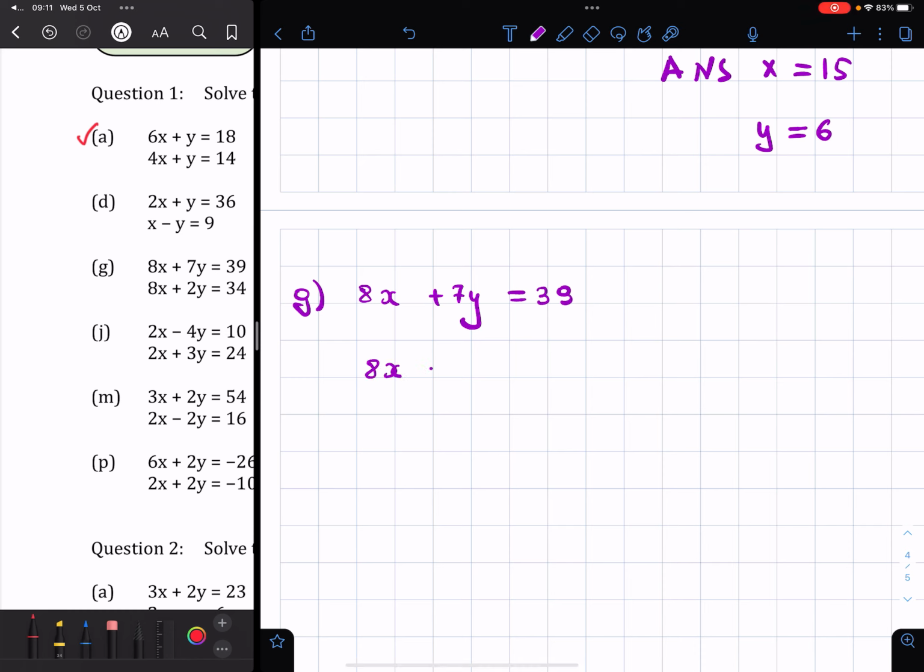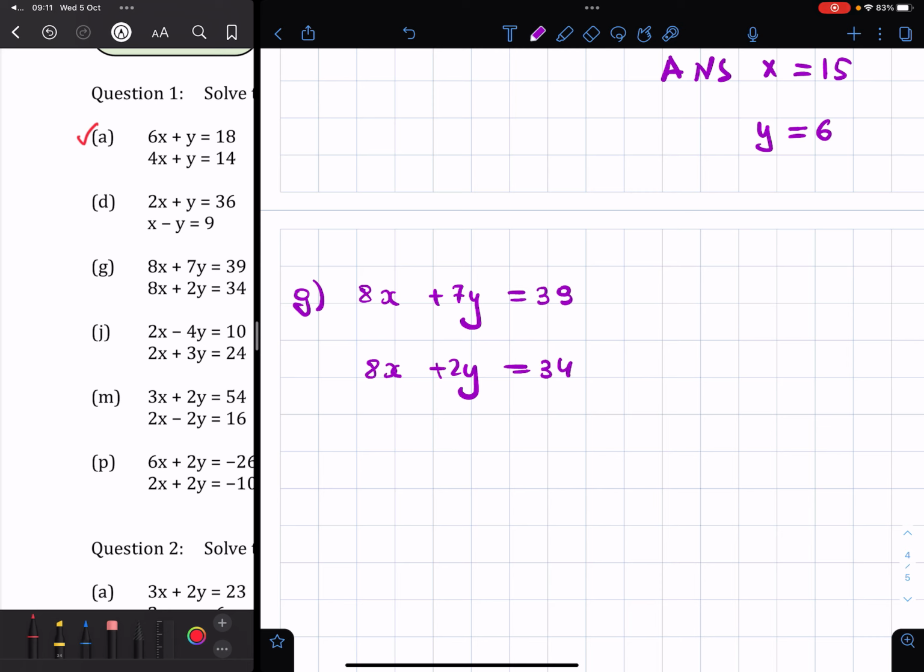And then 8x plus 2y equals 34. Guys, which variable am I going to eliminate here? I'm going to eliminate x. The reason I'm going to eliminate x is because we have 8x on the top and 8x on the bottom, in the first and the second equation.